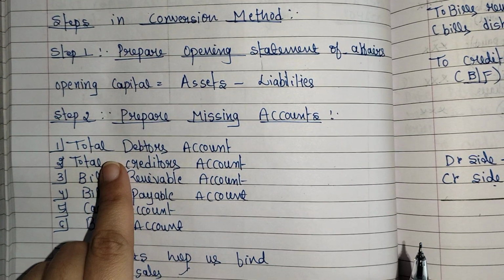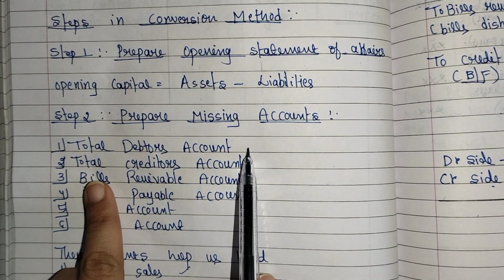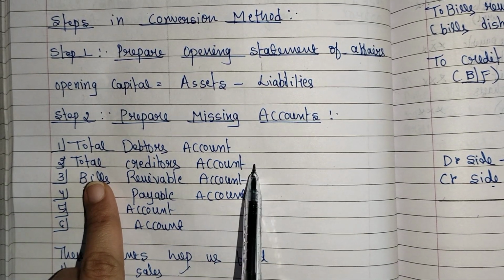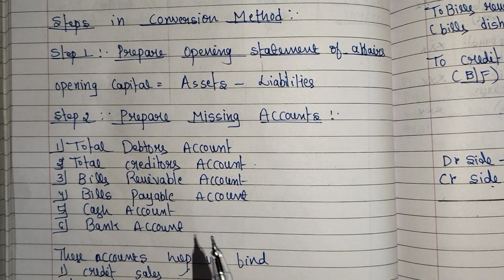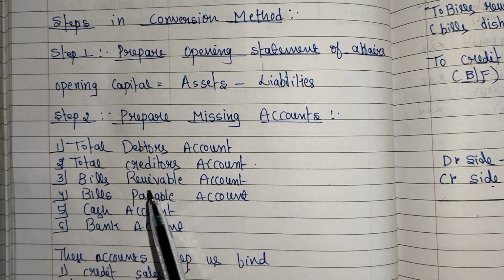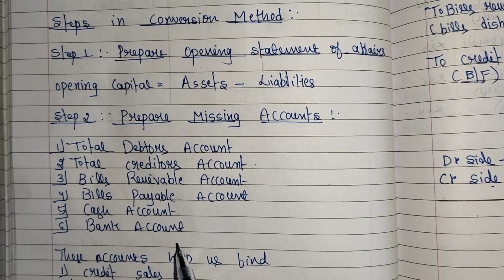Today we discussed step 1 and step 2. In step 2, the total debtors account and total creditors account. Clear? It is clear to you all, right? So in the next class we will discuss the bills receivable account, bills payable account, cash account and bank account.